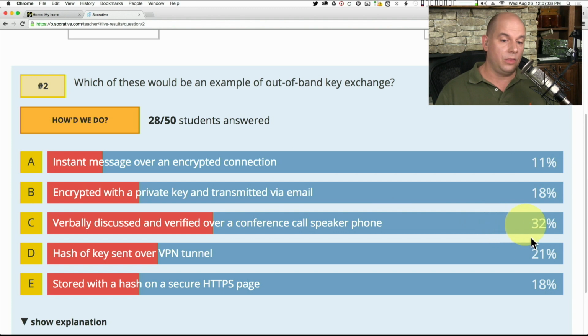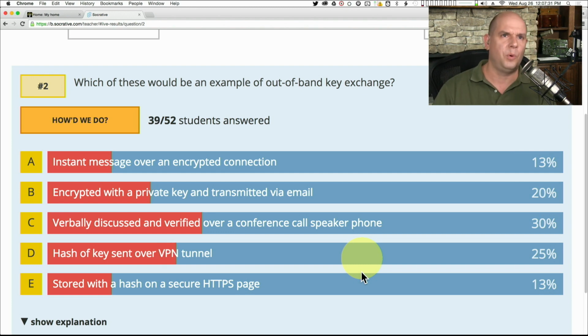We can see that if we went with the one that has the most right now, 31% say verbally discussed and verified over a conference call speakerphone, but very close to it at 24% is hash of a key sent over a VPN tunnel, and 21% would be encrypted with a private key and transmitted via email. And then we've got 13% for each of the other two options that are there.